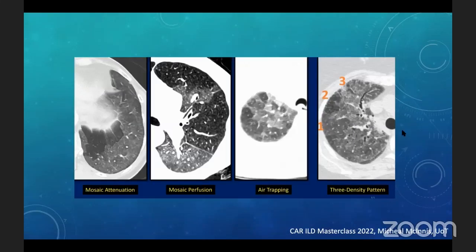And this is the example of three density sign. We can see white abnormal ground glass area. We see a normal lung, and we see an air trapped lung.